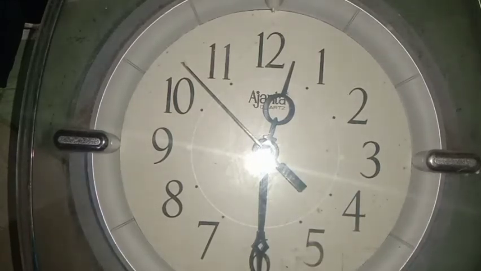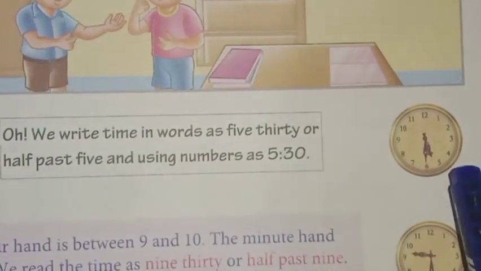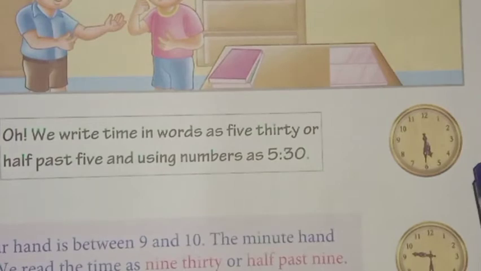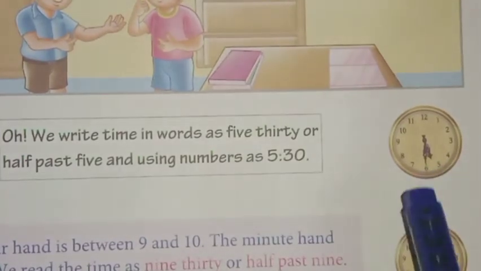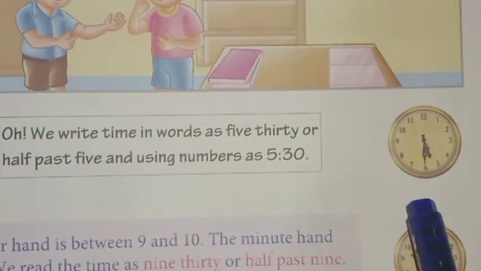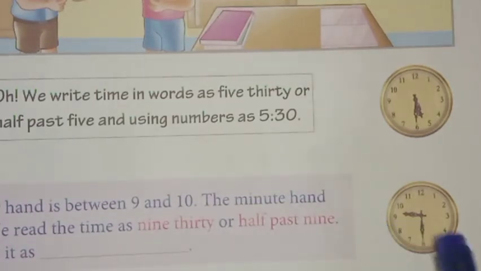Okay. So in the textbook here you see one clock. Here the minute hand is at 6 and where is the hour hand? Between 5 and 6. So what is the time now? 5:30 or half past 5. Next one is between 9 and 10 and the minute hand is at 6. So it is 9:30 or half past 9.